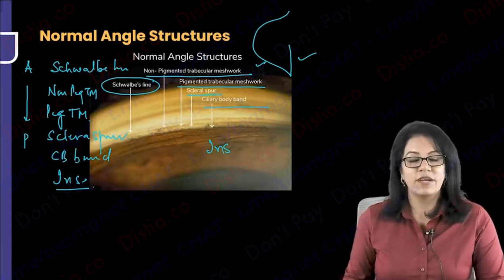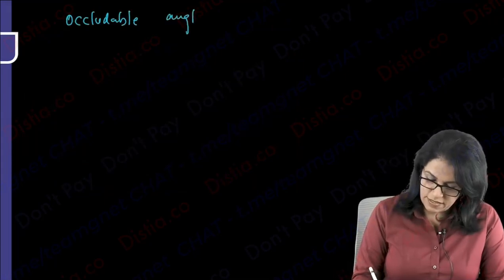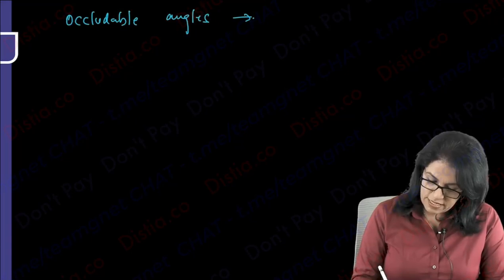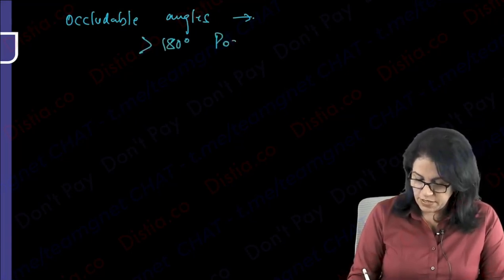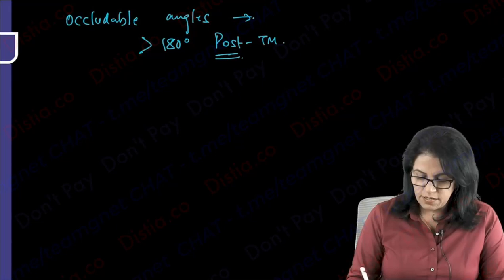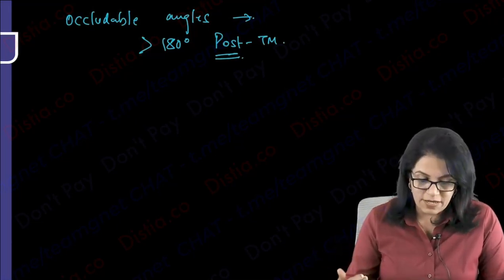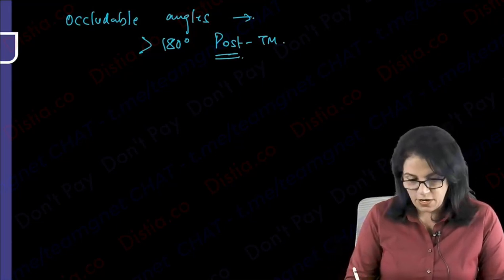Do you want to write down what are occludable angles? Occludable angles means when the structures that you are seeing are more than 180 degrees post-trabecular, posterior trabecular, not seen.